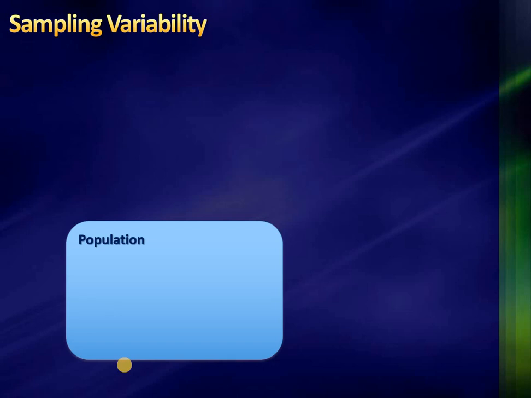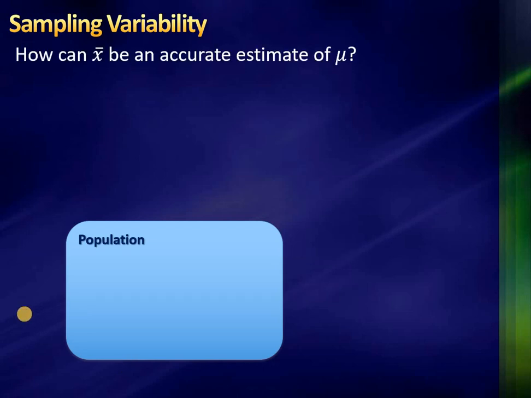The problem is just what I said. Each sample can be different. Samples vary. Because of that, we've got to be careful, because whatever X bar, Y bar, whatever average I calculate from my sample might not be the exact same thing that I would calculate for the entire population.